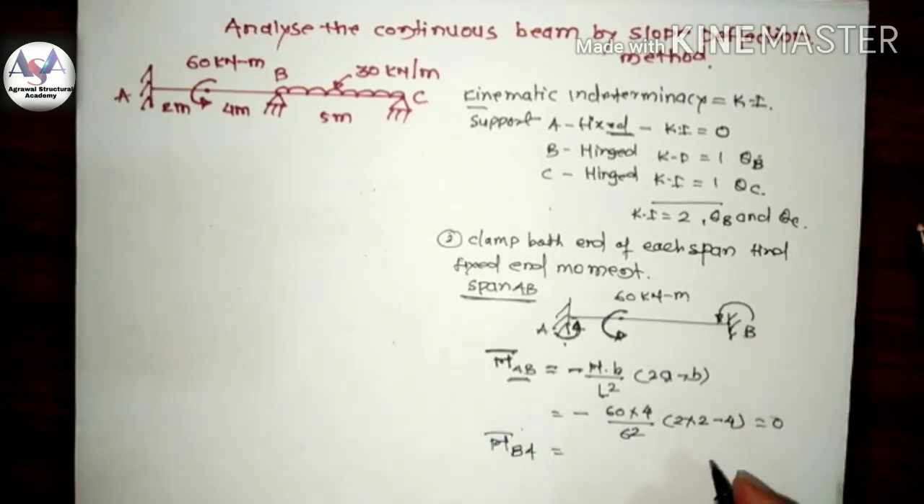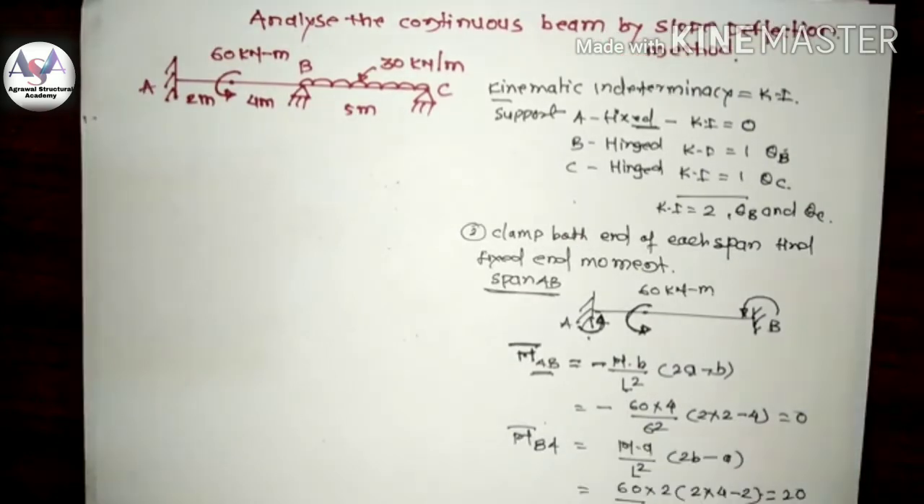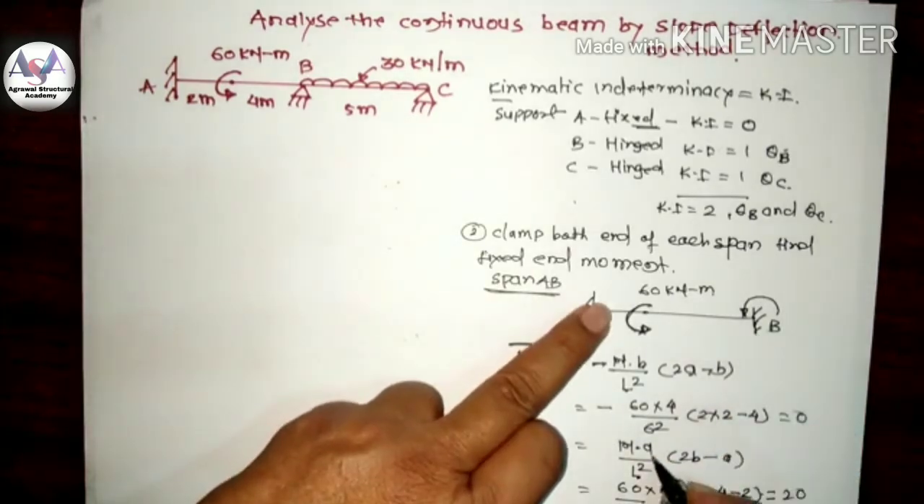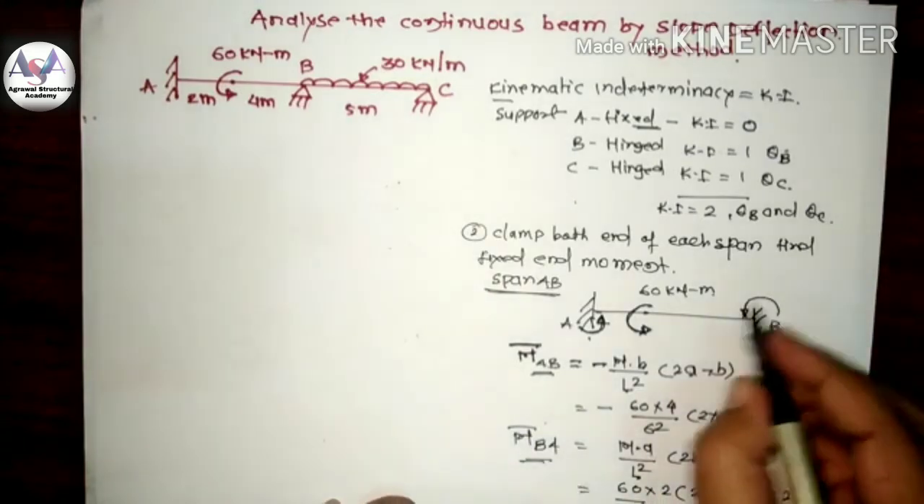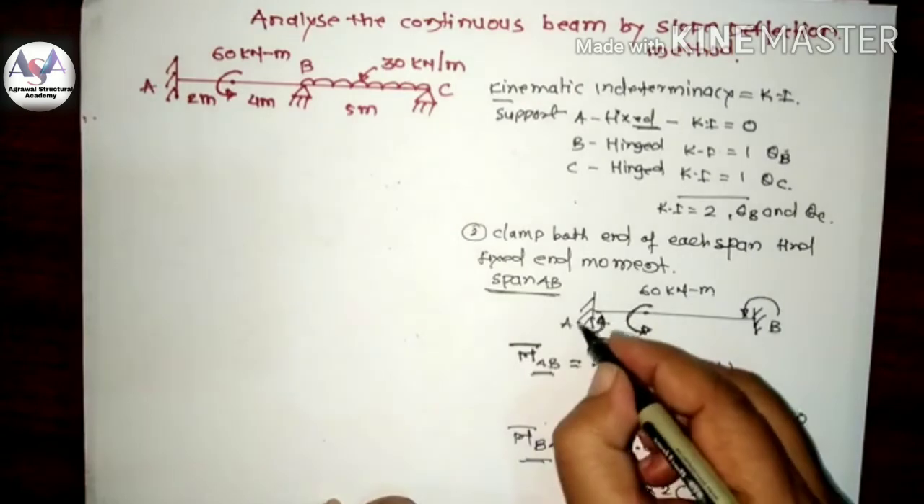Now on the same line of action, M bar BA is equal to M by L square, which is common. Now if you want to find the BA, multiply this by the A in the bracket. Then take twice B, then minus A. So here this is an anti-clockwise moment, so it creates the anti-clockwise fixed end moment.